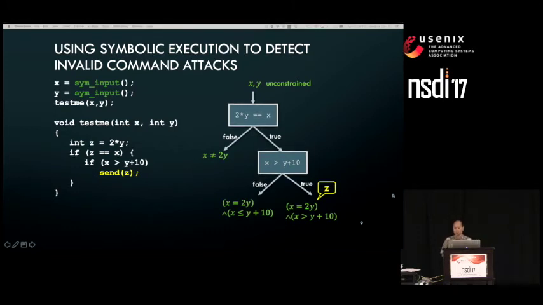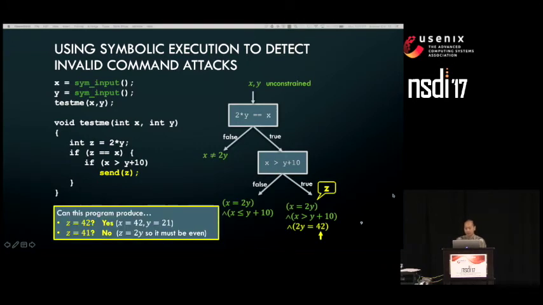Then the behavioral verification problem is this. Say we see 42 go across the network. So the question is, could this program have actually produced 42? And the way we answer this question is that we add the constraint z equals 42 to the path condition and ask the SAT solver if there's a satisfying assignment. Now, of course, z was assigned the formula 2y. So the constraint we actually add down here is 2y equals 42.